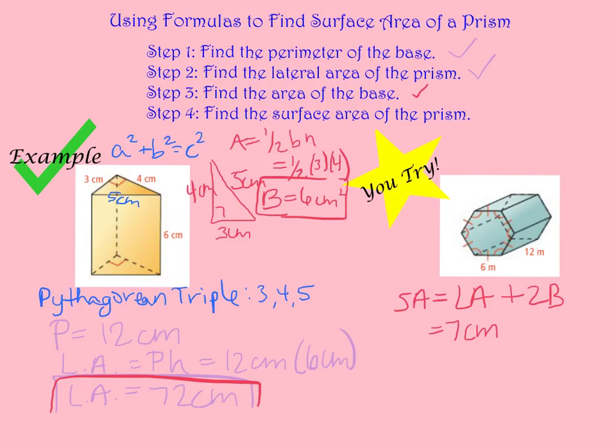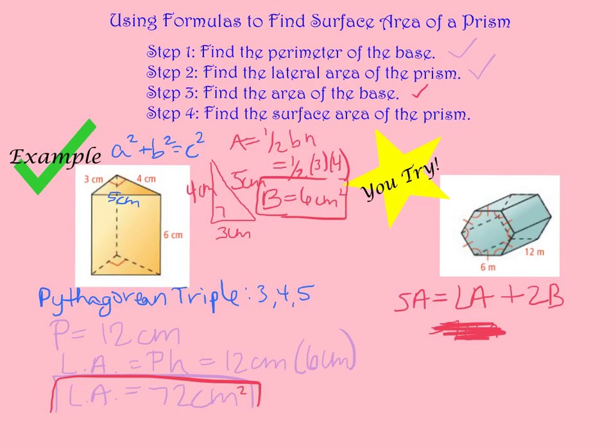Oh, and you know what? That was my fault too. That should be centimeters squared. Because look, we do 12 centimeters times 6 centimeters. So I should get 72 centimeters squared. Okay, so let's go back. I just got rid of this again.